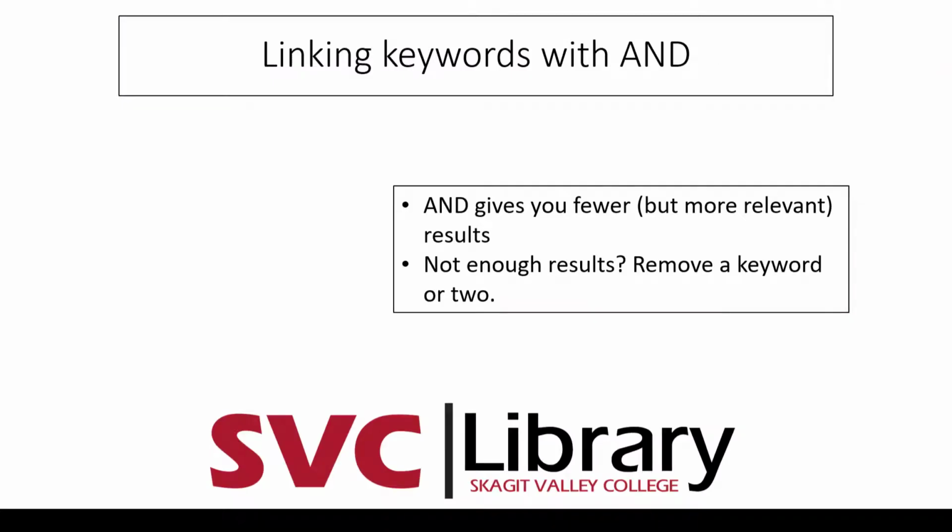As we've seen, linking our keywords with and makes sure that all the words in the different boxes are included in every single article that comes up. It'll give you fewer but more relevant results. And if you wind up using so many ands that you're not getting enough results, try taking a keyword or two out. Visually, this looks like so.